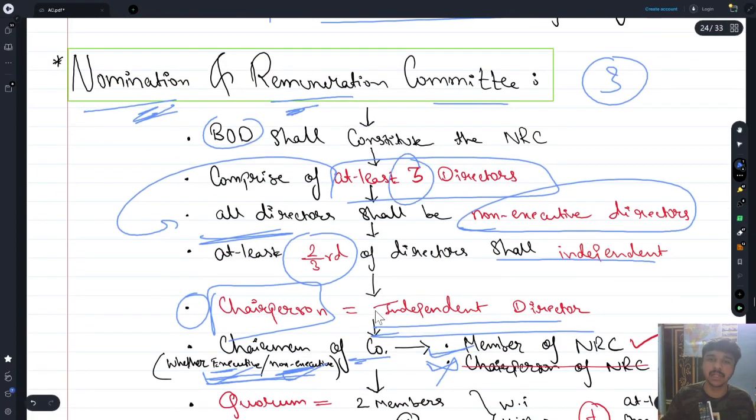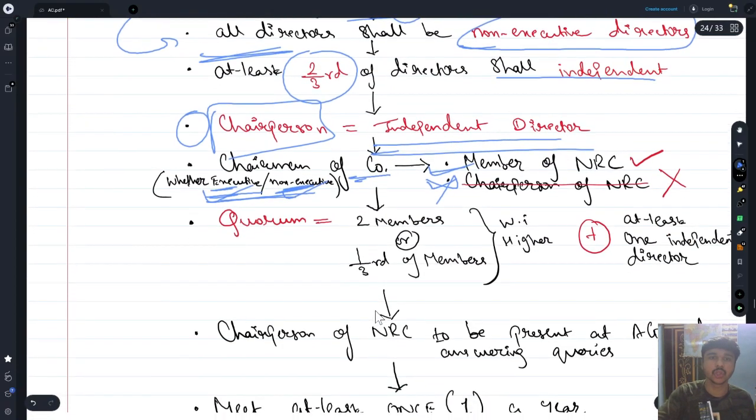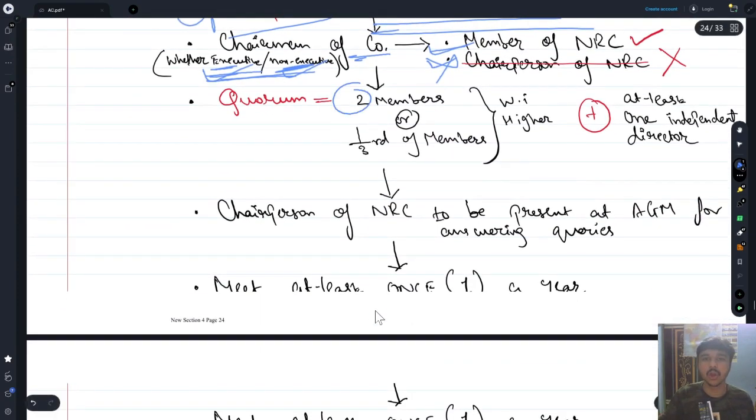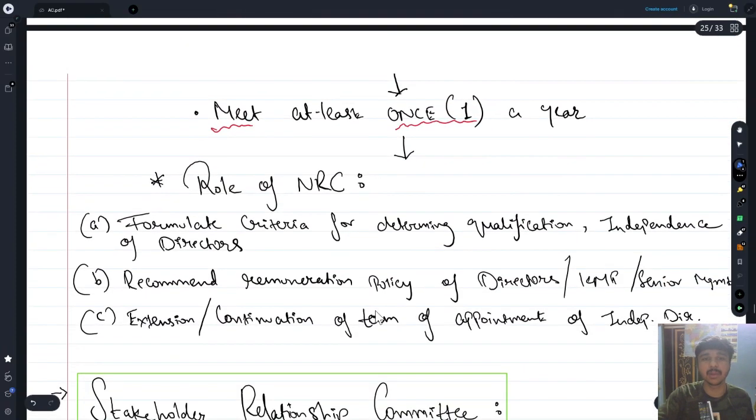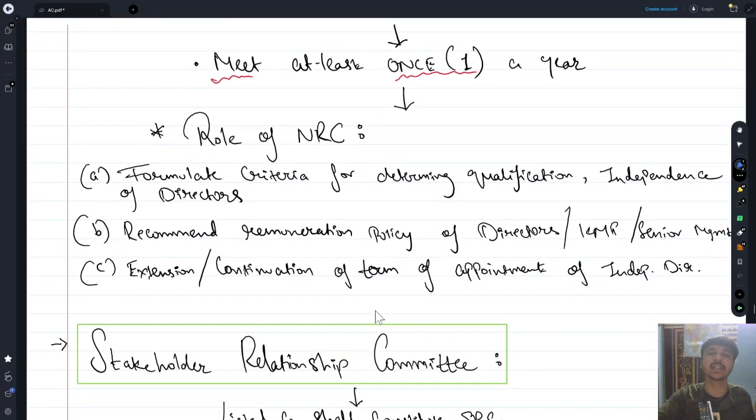What will be the quorum? Obviously, you have a minimum of 3 directors, so the majority becomes 2. So your quorum will be either 2 members or 1/3 of the members, whichever is higher, plus at least 1 independent director should be present. Remember, the chairperson of the company, even if he is not doing any work, has to be present at the AGM to answer the queries of whom? The parents of the articled assistants, who are frustrated because of the principal's 12 and 13 hours working culture.